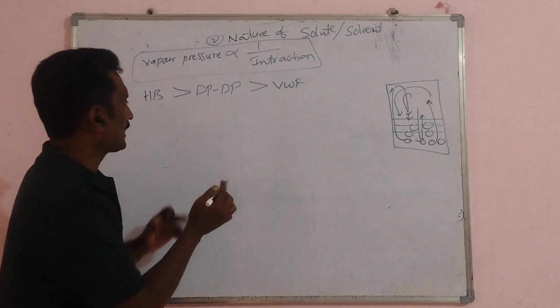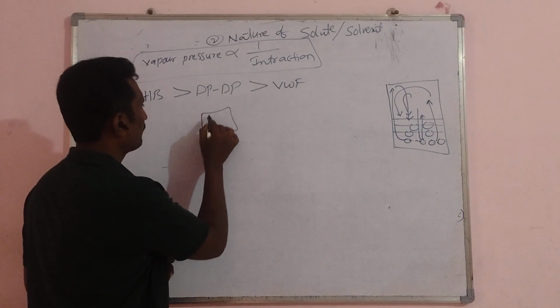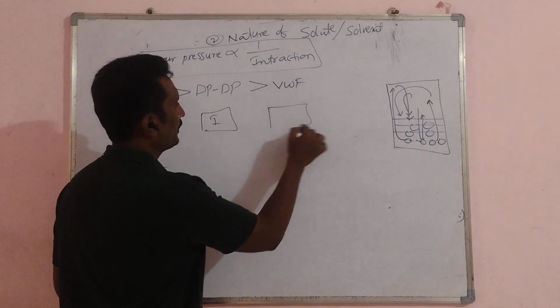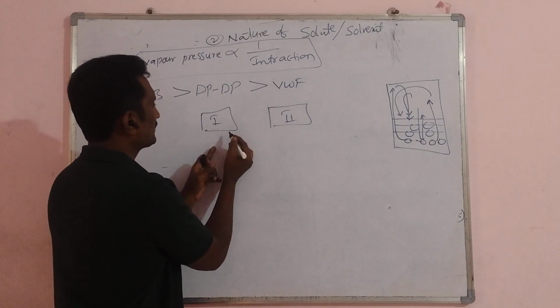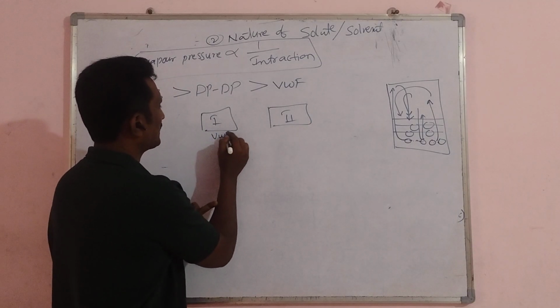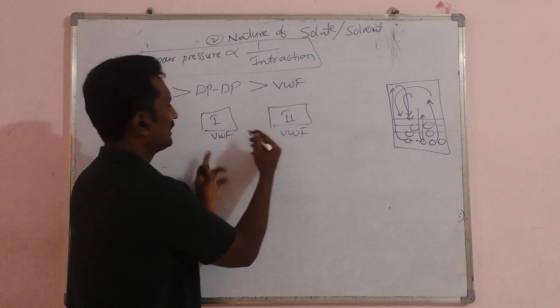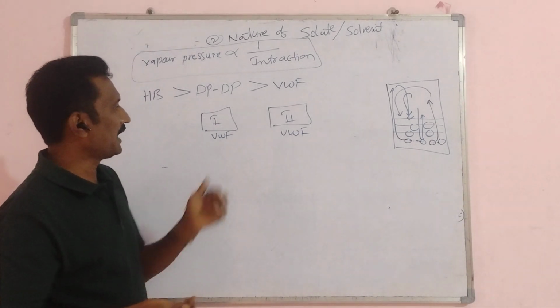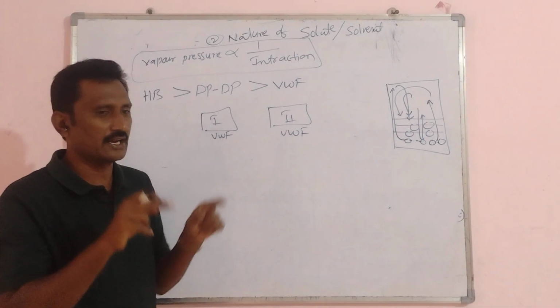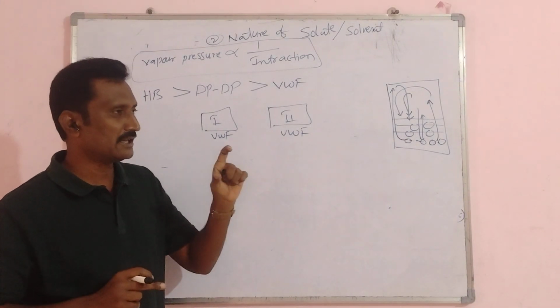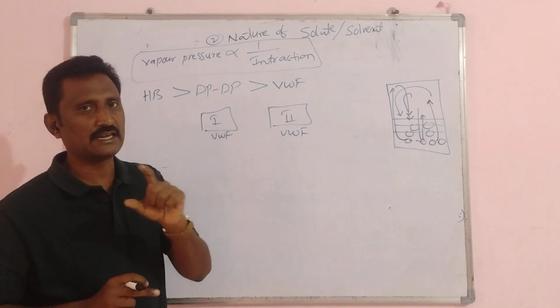When we compare the two components, component 1 and component 2, if the same van der Waals forces are there in both, then we have to give first priority to the order based on atomic radius and mass.